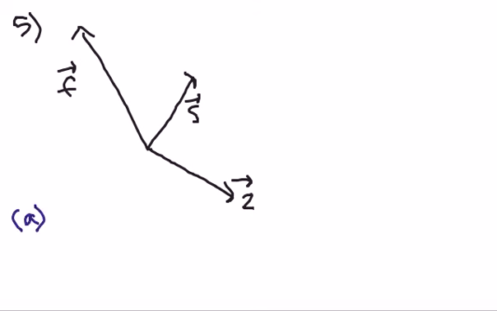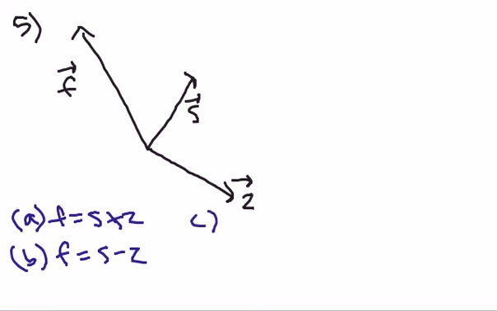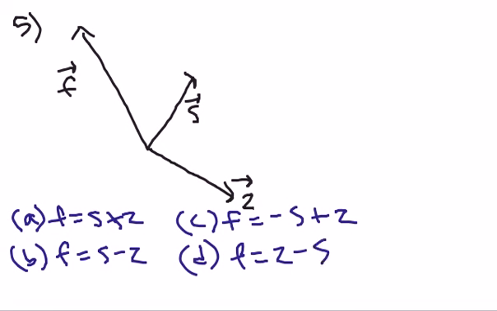So the options that they give us, let me just write the options. A is f equals s plus z. Just for the sake of time, I'm not going to put all the ray symbols over the vectors. We know that they're vectors. B is f equals s minus z. C says f equals negative s plus z. And finally, D says f equals z minus s. Okay, so let's go through some of these. Notice, first of all, that all of them are saying that the resultant vector is f. So I need to do some combination of s and z to get this vector f.